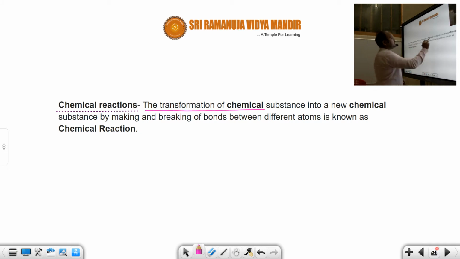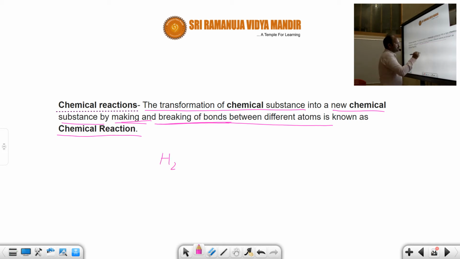So the transformation of a chemical substance, that means the original substance can be converted into a new chemical substance by making and breaking of bonds. So where will the breaking take place? Reactant side. Where will the making of bonds take place? Product side. So that's why making and breaking of bonds between the different atoms is known as a chemical reaction. Suppose H2 plus Cl2.